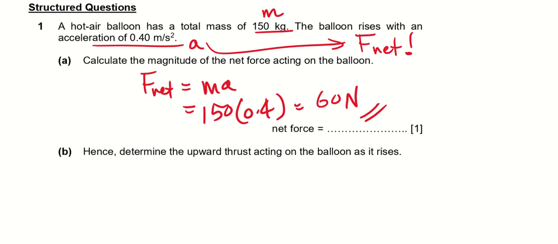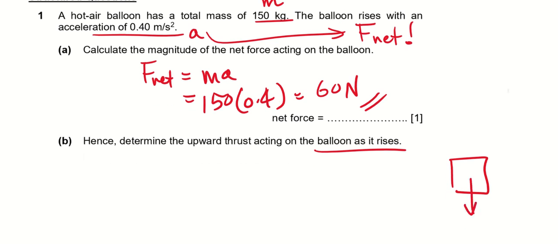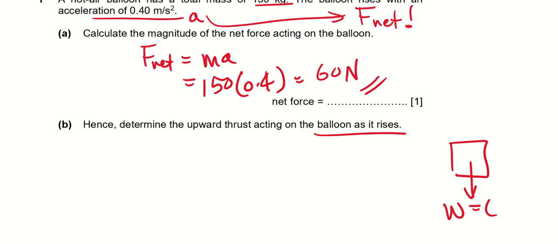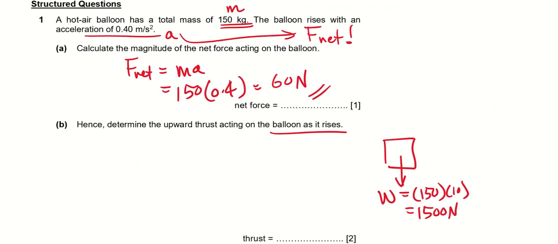Hence determine the upward thrust acting on the balloon as it rises. So let us draw our free body diagram. So if the hot air balloon has mass, which is 150 kg, and this mass actually is the weight, by calculating the mass multiplied by g, I have 1500 Newton. Always make sure that the mass is in SI unit. So downward force is 1500 Newton, right?